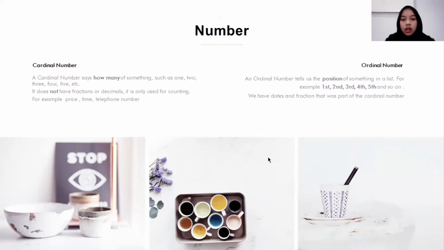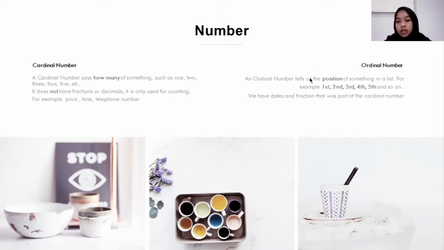For the first, we have number here. We have cardinal and ordinal number. Cardinal number says how many of some things, such as 1, 2, 3, 4, 5, and so on, and it does not have fractions or decimals. It is only used for counting. For example, for price, time, telephone number, and then we have ordinal number.